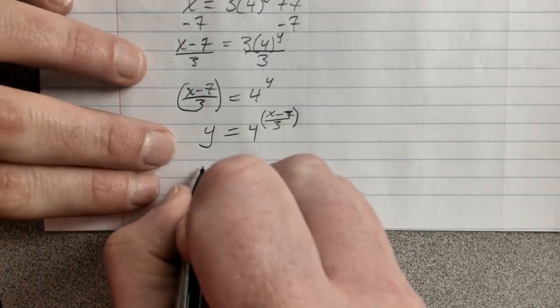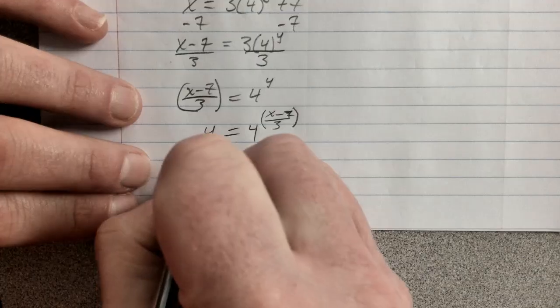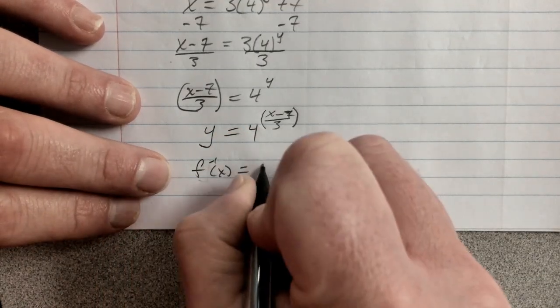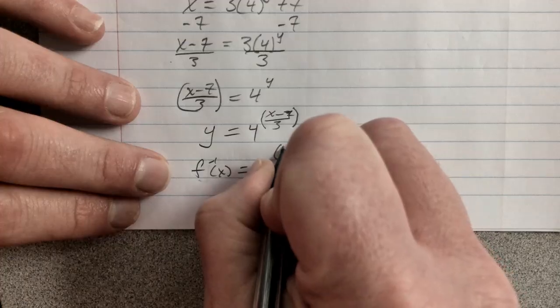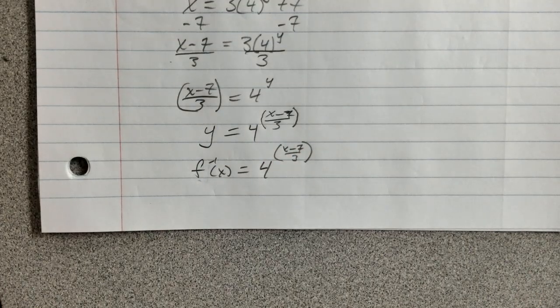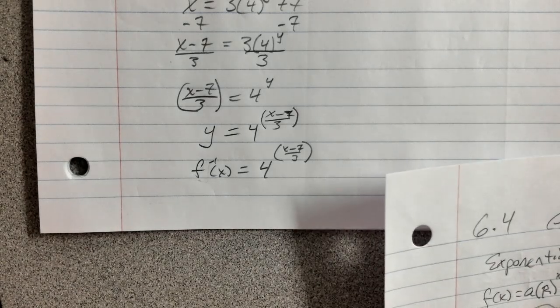Alright, so not y. Last step, notation, a little bit of housekeeping here. f inverse of x equals 4 raised to the x minus 7 over 3 power. And that is our inverse. It's going to be enough to get you going on the 6-4 homework.